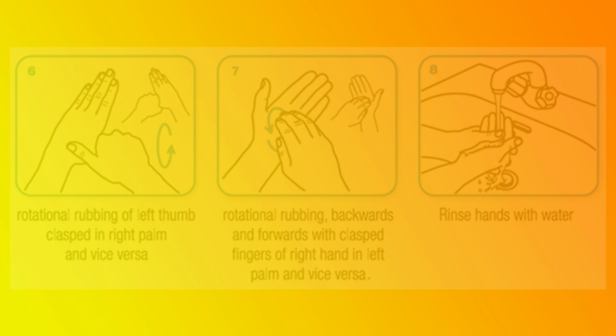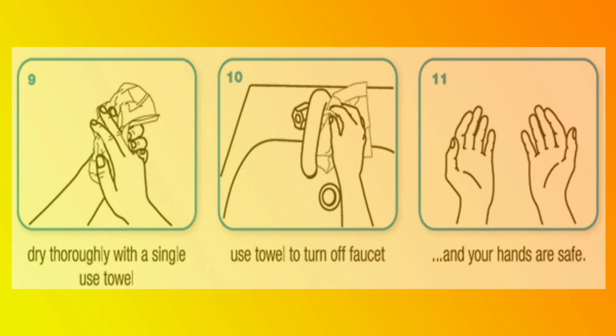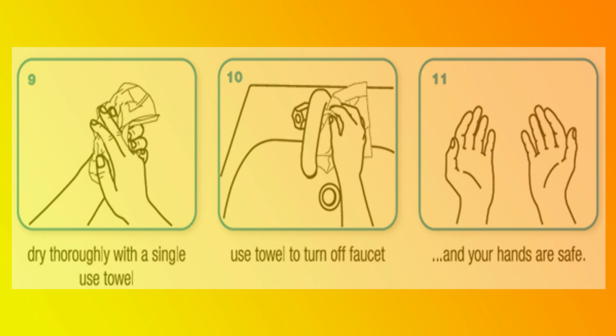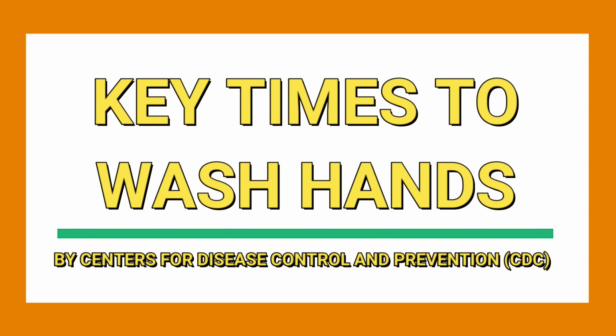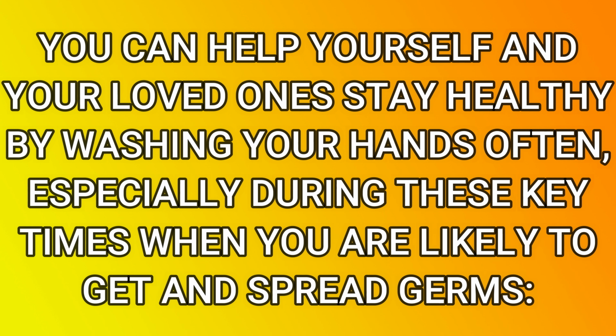Rinse hands with water. Dry thoroughly with a single-use towel. Use the towel to turn off the faucet, and your hands are safe. Key times to wash hands, from the Centers for Disease Control and Prevention, or CDC. You can help yourself and your loved ones stay healthy by washing your hands often, especially during these key times when you are likely to get and spread germs.